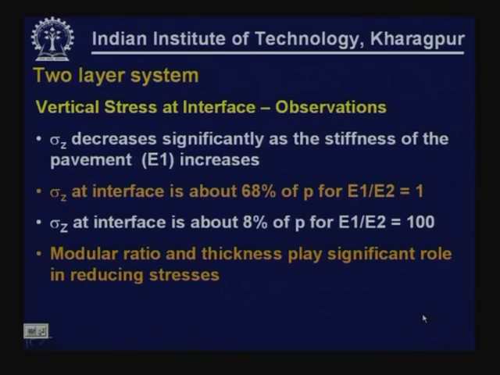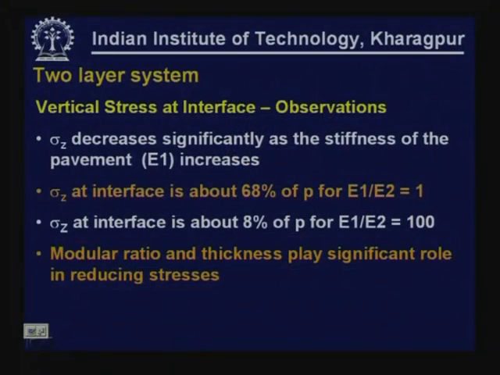From this chart, you could have observed that sigma Z decreases significantly as the stiffness of the pavement increases, that is, as E1 increases and the modular ratio value increases. Sigma Z at the interface is about 68% of P when we consider E1 by E2 equal to 1. E1 by E2 equal to 1 represents a single layer system, because both layers have the same properties. So, when you have a single layer system at that particular depth, the stress is almost 68% of what is applied at the surface.